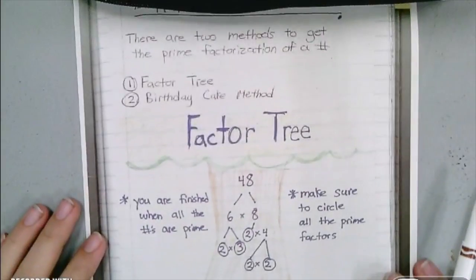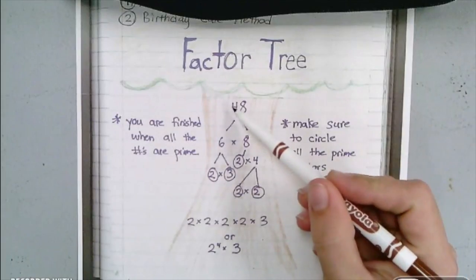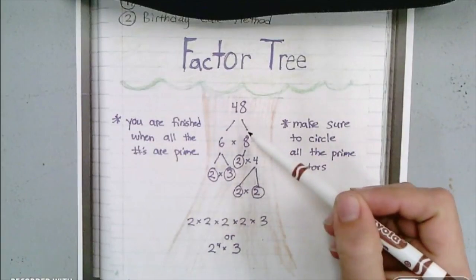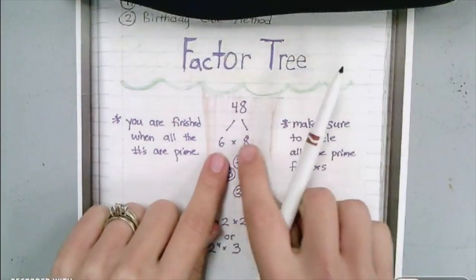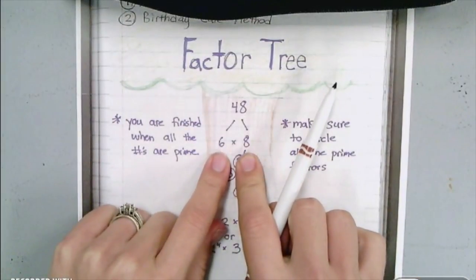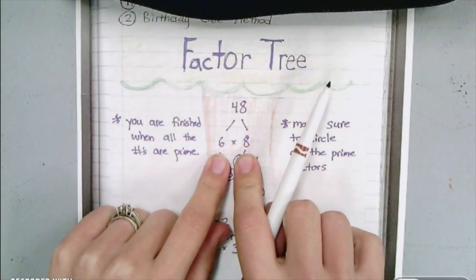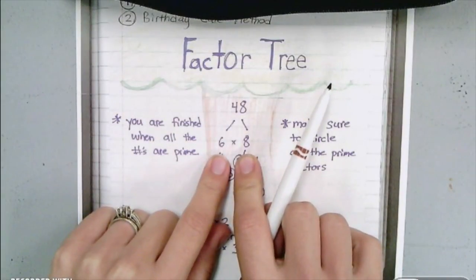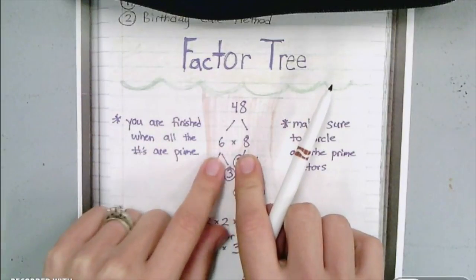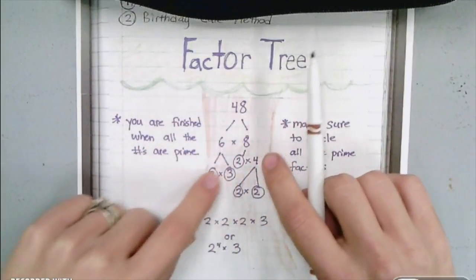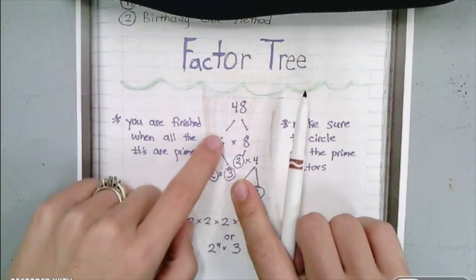This is a factor tree. You start with your number up here, 48. You draw two little lines, and then you write any two factors that equal 48. So I picked 6 times 8. Now, neither of those are prime. They have other factors, so we're not going to circle them. Then from 6, I draw 2 lines, and 2 times 3 equals 6.